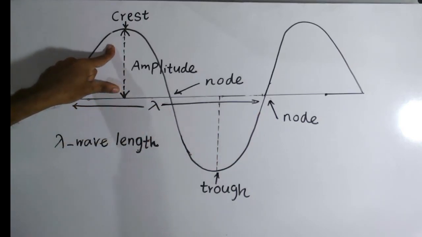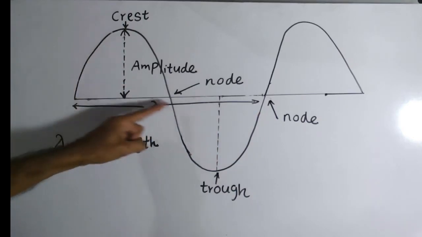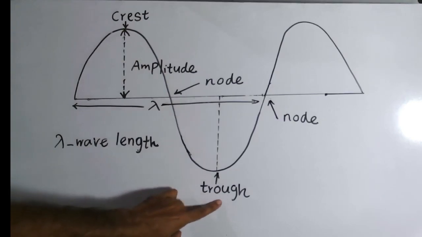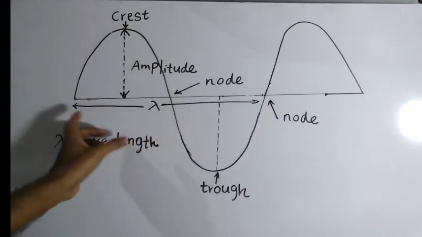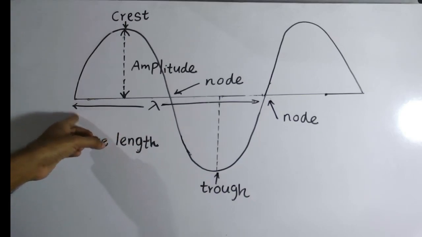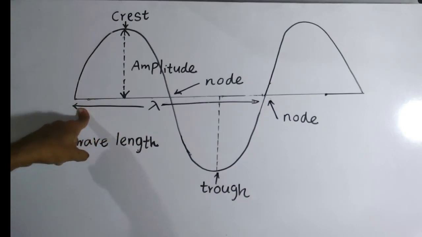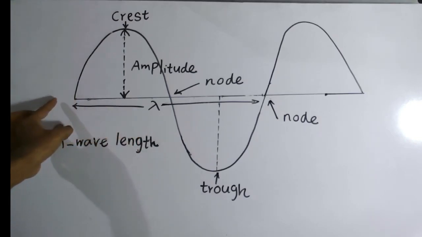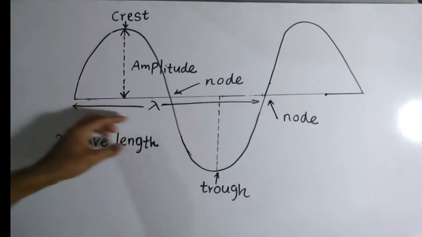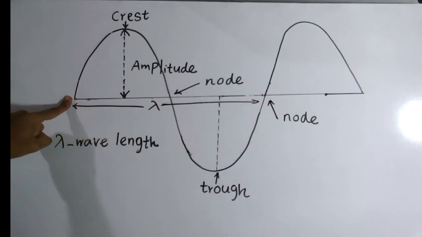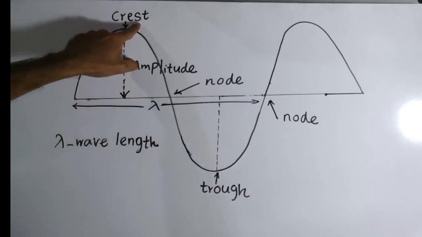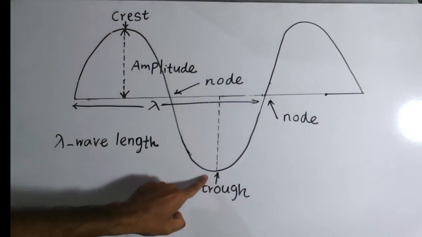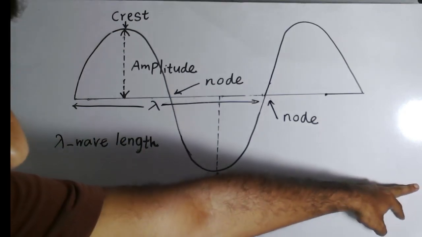This is the amplitude. The height from the undisturbed position, this line is the undisturbed position, to the crest or trough. The wavelength is the horizontal distance between two consecutive points of the wave. Now in this diagram, the two consecutive points are taken as two nodes. This is one node and this is another node. But we can take two consecutive points of the crest, this point and this point, or trough, this one and the next one.